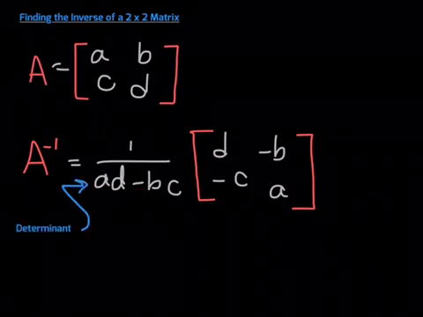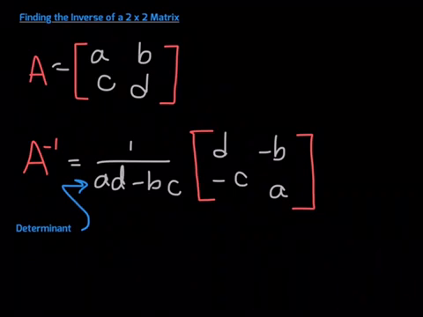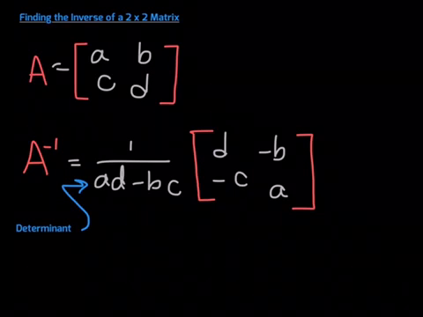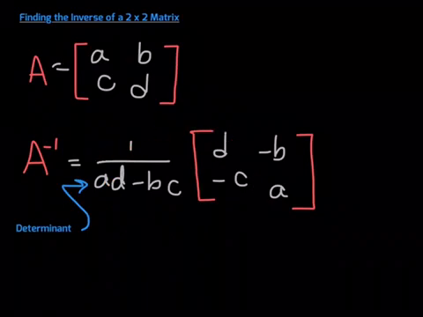Just the denominator itself. So AD minus BC, that expression down there is called the determinant. You'll hear more about that in another section. All right, so this is what we need to do, guys, in our problem. We need to find the inverse of our 2 by 2 matrix, and this is how we find it. All right, so let's go back to our problem now and find that inverse matrix.